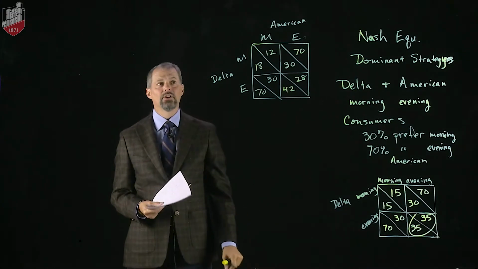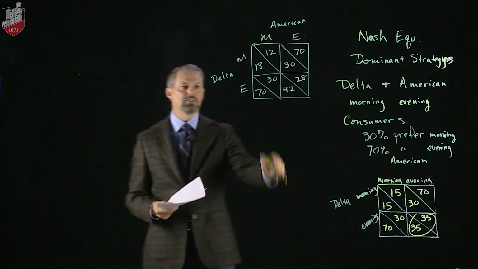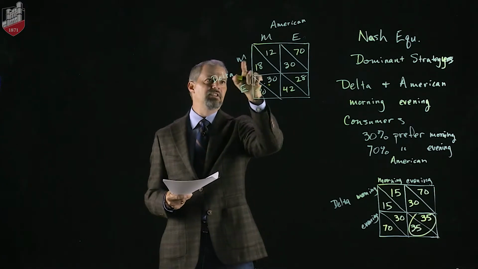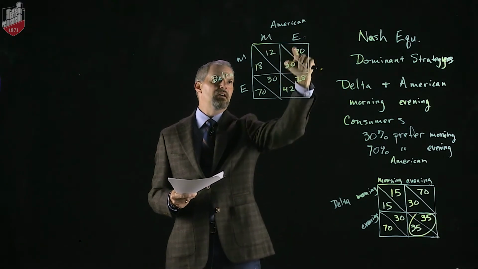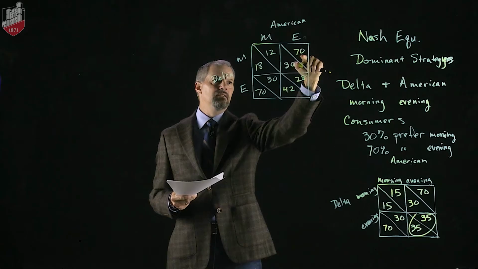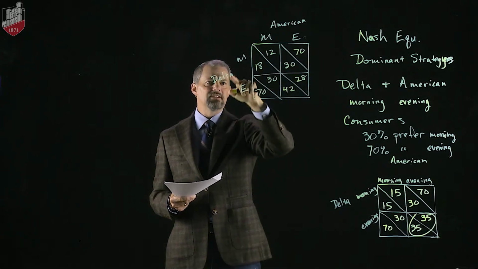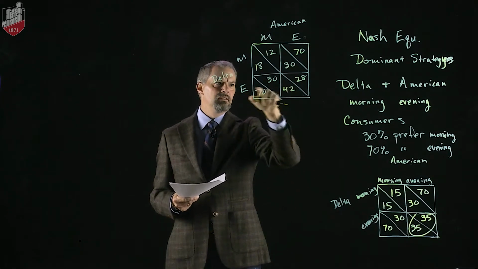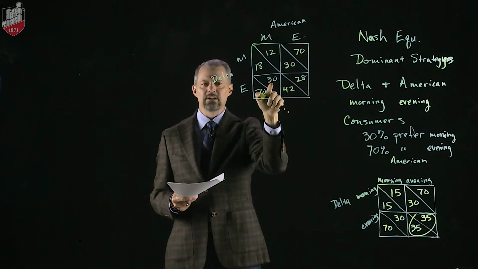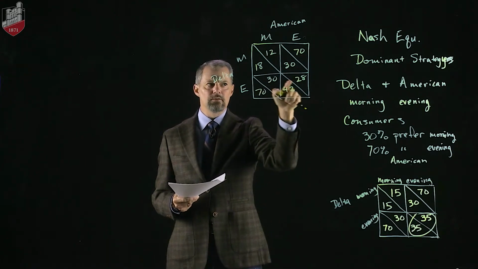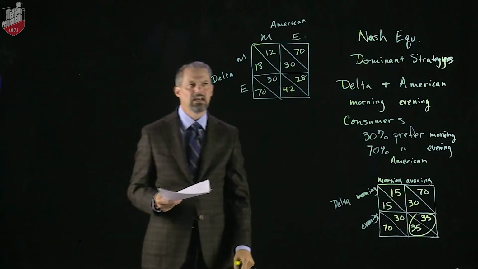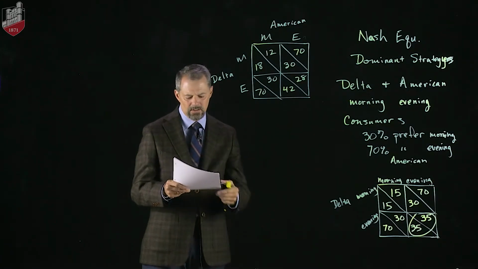But American has no dominant strategy. You can see that if Delta leaves in the morning, then American would rather leave in the evening. But if Delta leaves in the evening, American would rather leave in the morning. It'd rather have the 30 over the 28. So American has no dominant strategy.